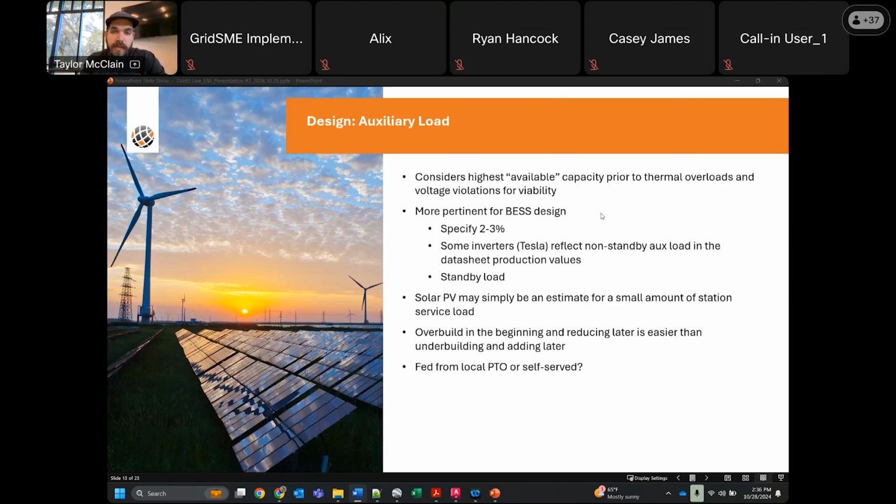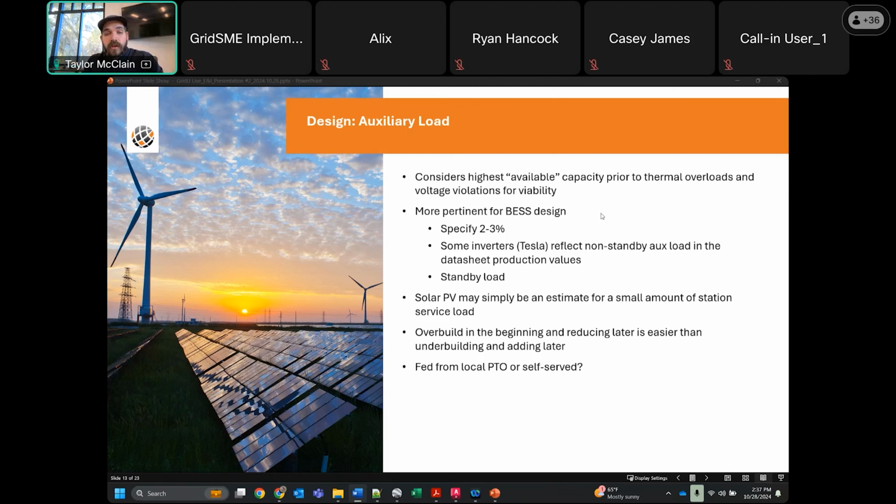So next component to go over here is the auxiliary load. So once again, this is much more specific to battery energy storage than some of the other types. Well, I mean, if we're talking solar and battery, it's much more specific to battery. So the battery energy storage design that we're typically estimating is somewhere in the 2 to 3% range. I have seen constructed facilities where this actual load is in that 2 to 3% range.